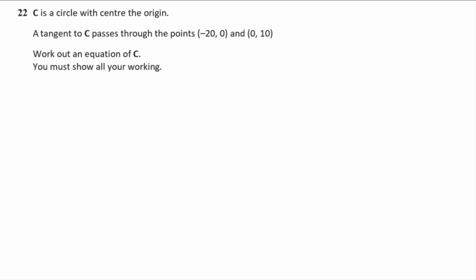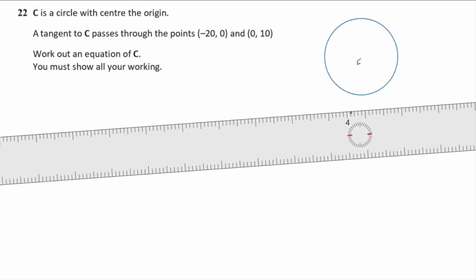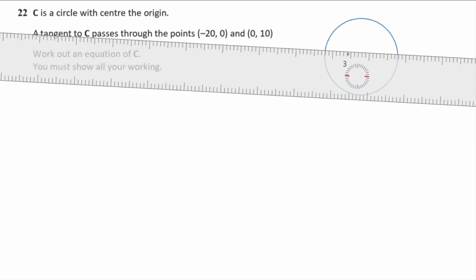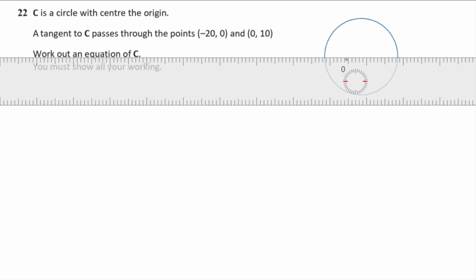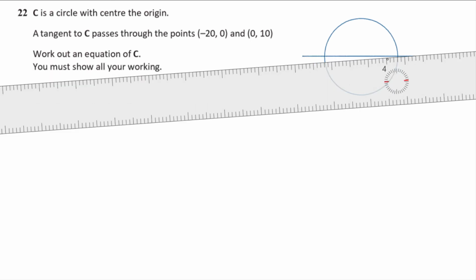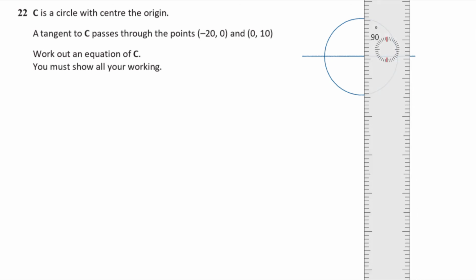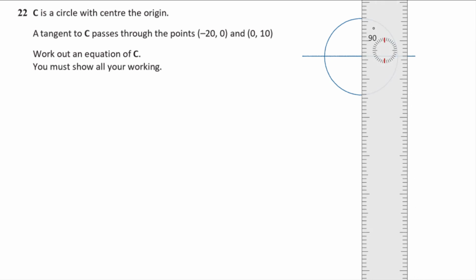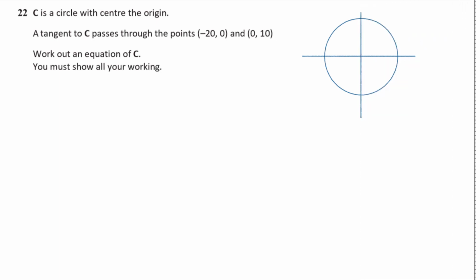So what we've got here is a circle which is centered on the origin. So let's just draw a circle centered on the origin. So there's my circle. And then let's just draw some lines through it. Okay, so that's the origin, so 0, 0.